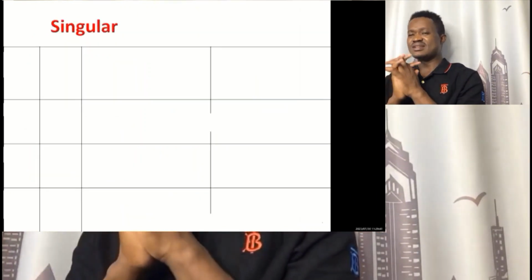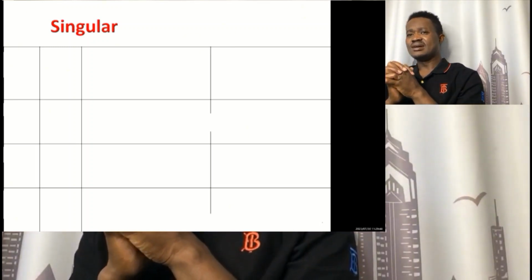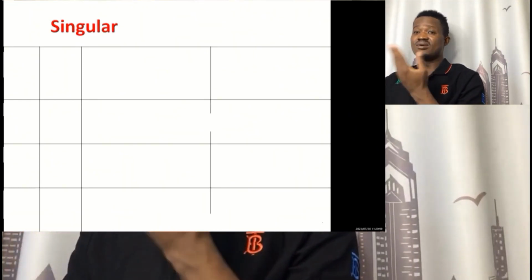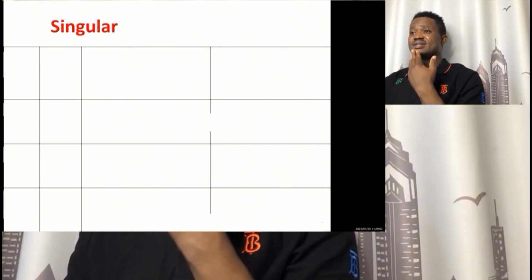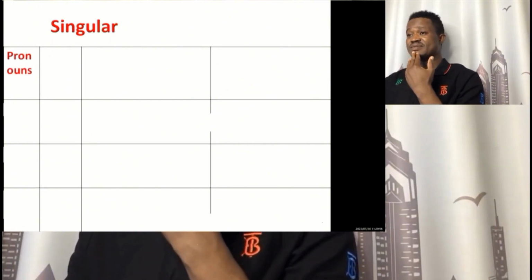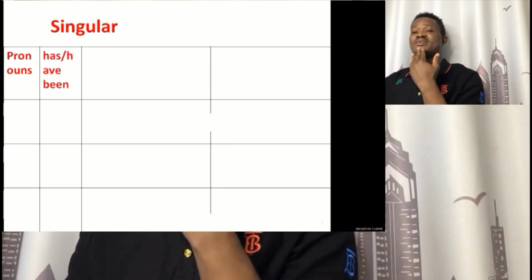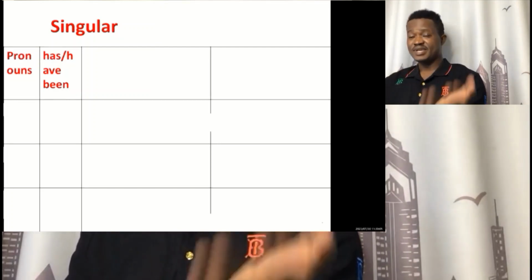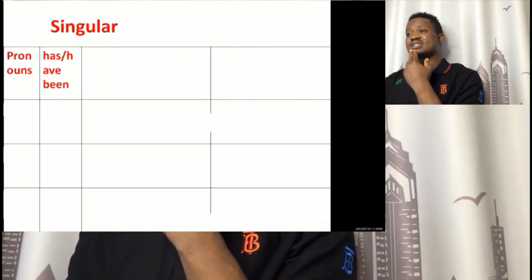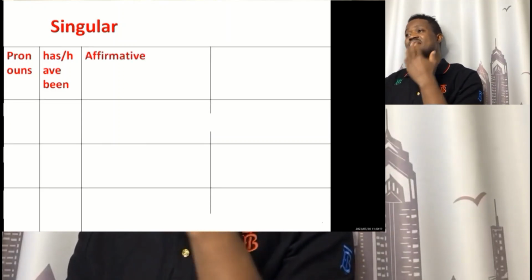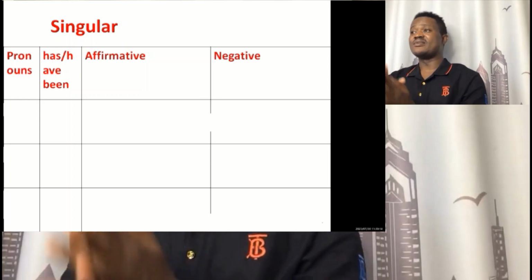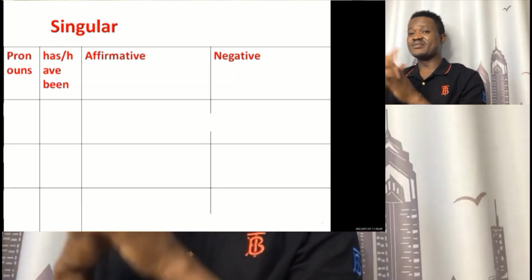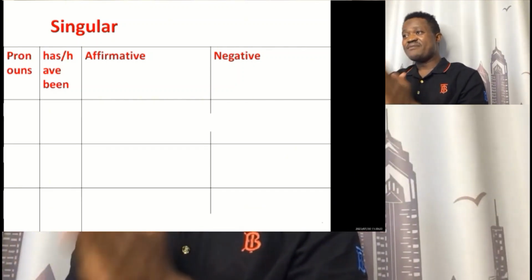Now let's come to the singular form for present perfect progressive. We are still on formula. Let's see how we indicate it on this table, guys. We already know the pronouns. So we have have or has been. Here we're going to talk about the affirmative and the negative form. The next video will be the interrogative, the question form.